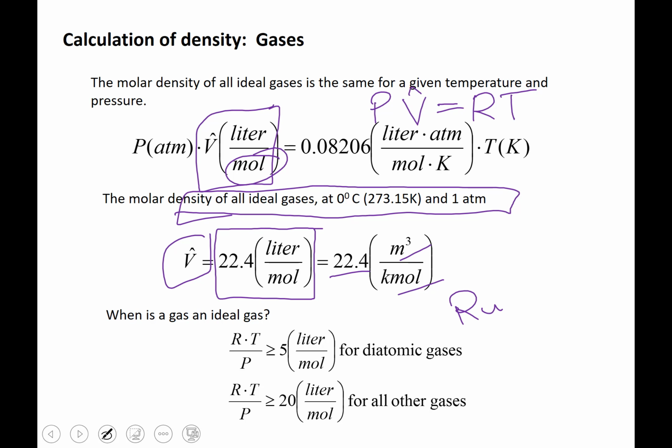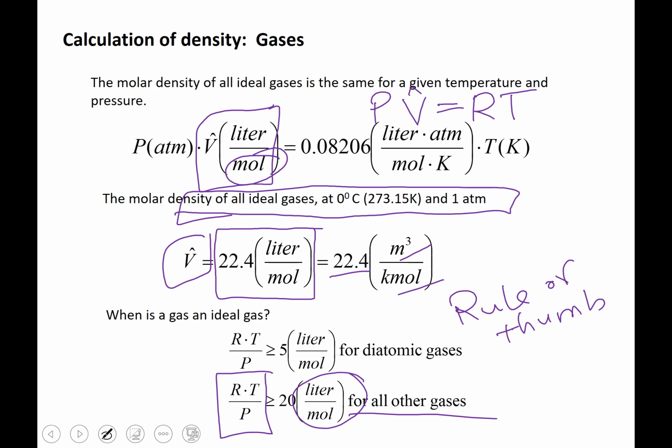Rule of thumb, and this is useful to remember: when is your gas an ideal gas? Well, if RT over P is greater than 20 liters per mole for all gases, then you can consider it an ideal gas. And if RT over P is greater than 5 liters per mole for specifically diatomic gases like nitrogen or oxygen, which are very ideal in their behavior. So these are rules of thumb, so you can remember that.